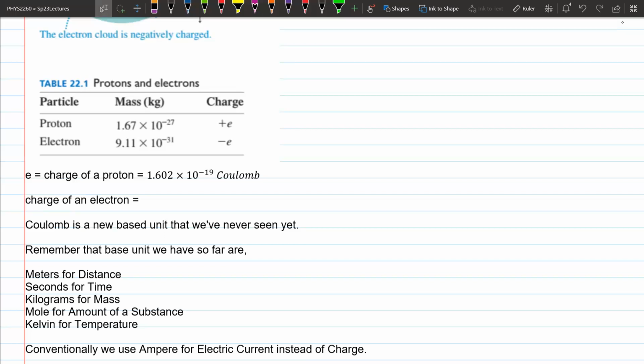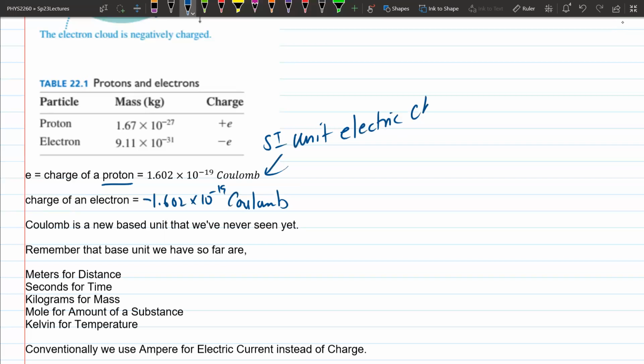The charge of a proton and the charge of an electron is exactly equal and opposite to each other. And this is going to be a new unit that we're going to introduce to you today called a coulomb. Coulomb is the unit for electric charge. This is the SI unit for electric charge, so all the equations that you're going to be using are going to be relevant to this particular unit. There are other units for charges.